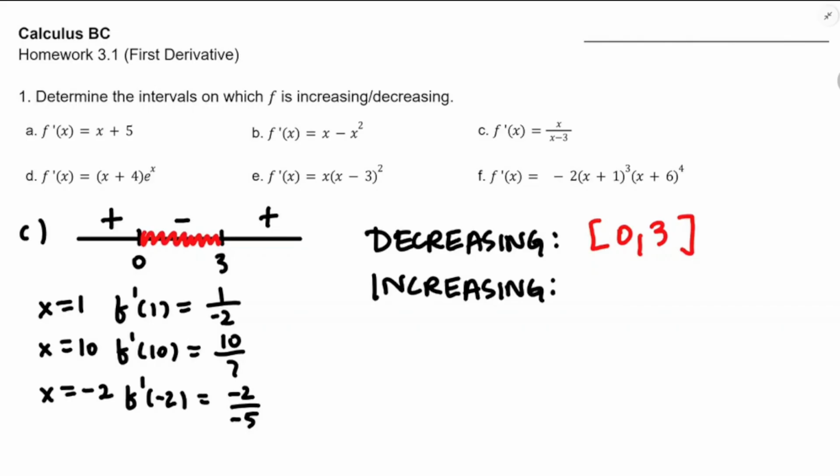Okay, and you can write a closed interval or an open interval. We discussed that in class. You can write with interval notation, or an inequality. It does not matter. For increasing, it's where the derivative is positive. And I'll say that's from negative infinity up to 0, and also 3 to infinity.